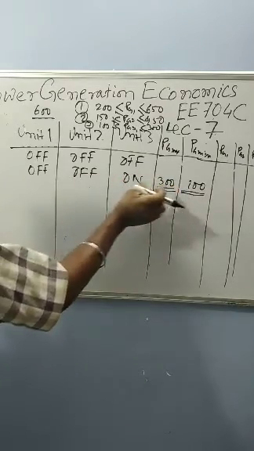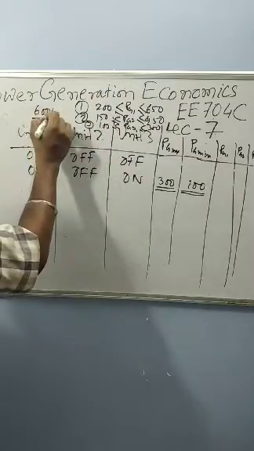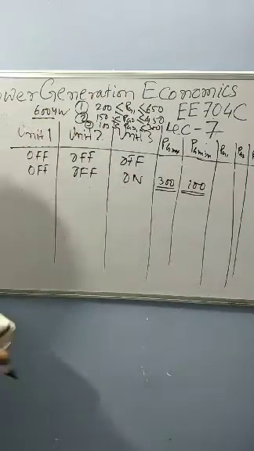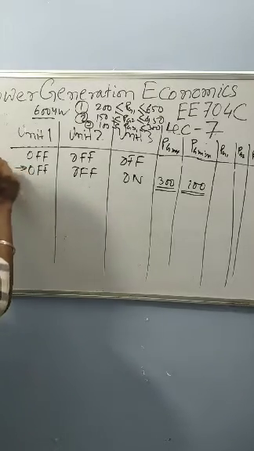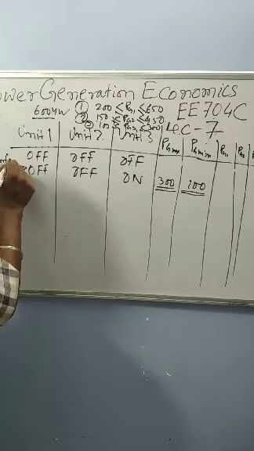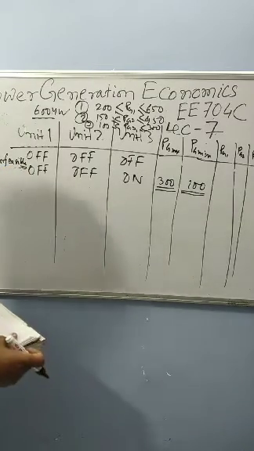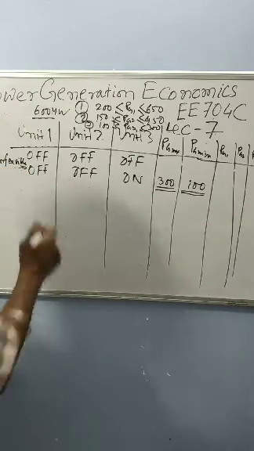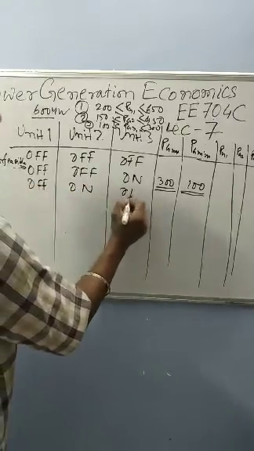It has a maximum of 300 units. It is a capacity of 300, but the load is 600 megawatt. So it can't satisfy. This is infeasible. So this combination is not satisfied. So let us make it off, on, off.